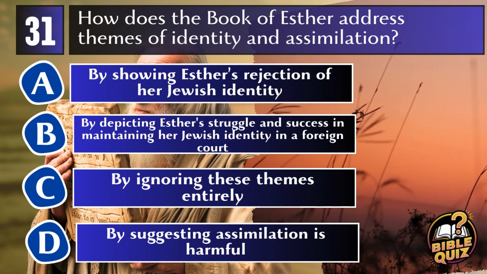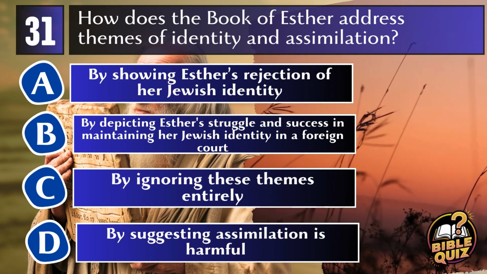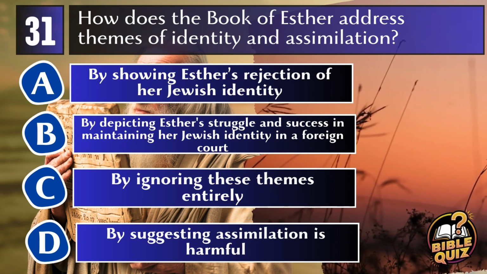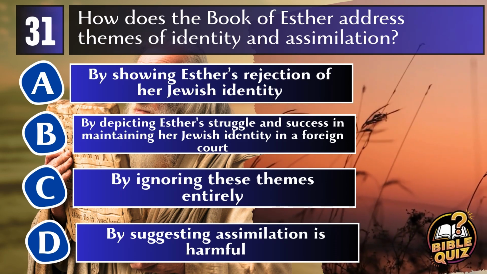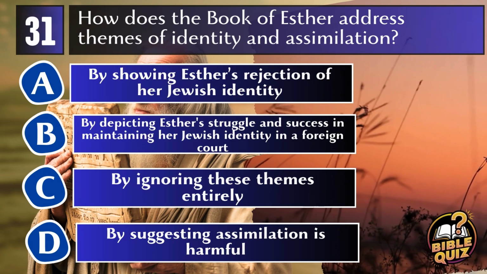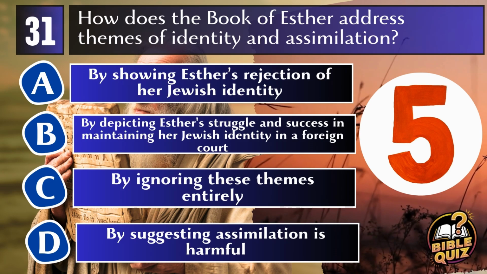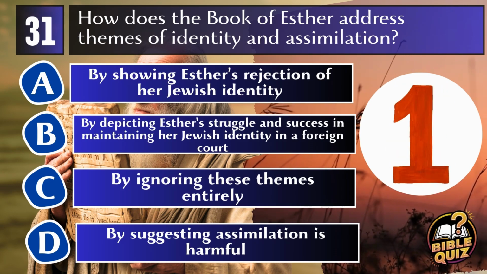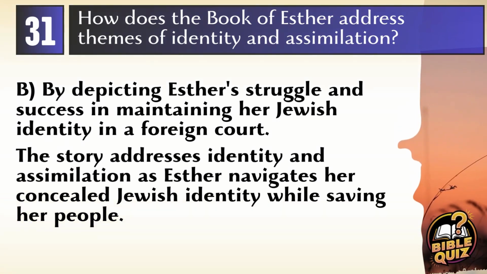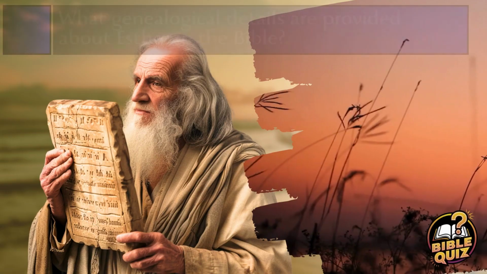Question 31. How does the Book of Esther address themes of identity and assimilation? A. By showing Esther's rejection of her Jewish identity. B. By depicting Esther's struggle and success in maintaining her Jewish identity in a foreign court. C. By ignoring these themes entirely. D. By suggesting assimilation is harmful. Answer: B. By depicting Esther's struggle and success in maintaining her Jewish identity in a foreign court. The Book of Esther addresses themes of identity and assimilation by illustrating how Esther navigates her concealed Jewish identity in a Persian environment, ultimately using her position to save her people, reflecting the complexities of maintaining one's cultural identity in a foreign land.